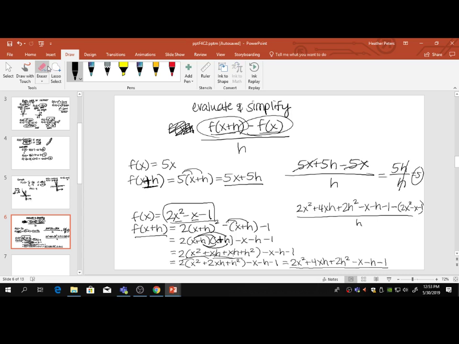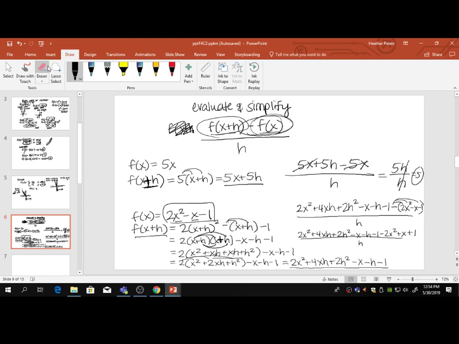All right, now this, I'm subtracting this whole function, so I need to distribute the negative. So I have 2x squared plus 4xh plus 2h squared, kind of long, huh? Minus x minus h minus 1. And then I get a negative 2x squared, a positive x, and a positive 1. So basically just think of this negative as changing the sign of everything that f of x has, each term. Okay, and that's over h.